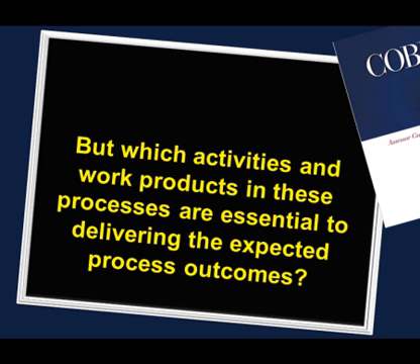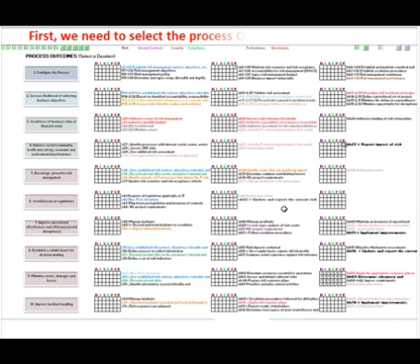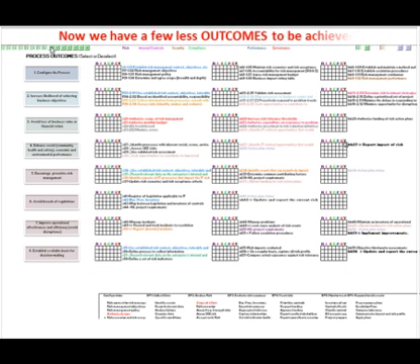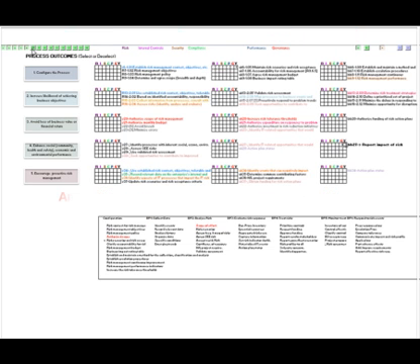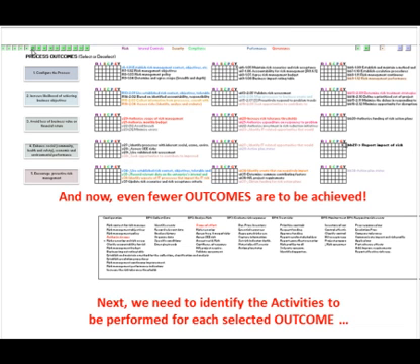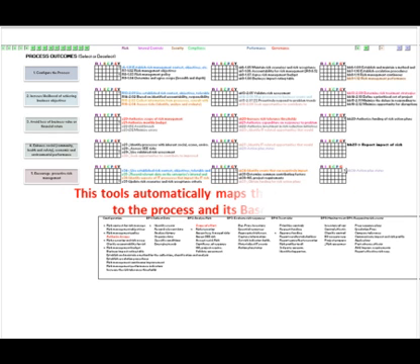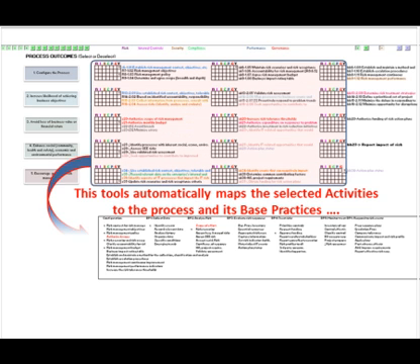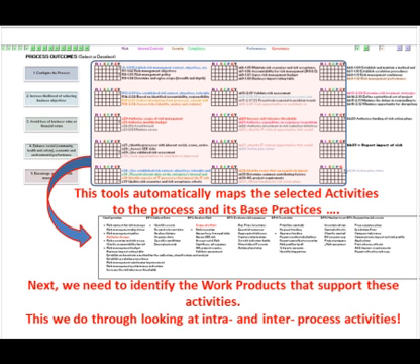But which activities and work products in these processes are essential to delivering the expected process outcomes? First, we need to select the process outcomes to be achieved. Now we have a few less outcomes to be achieved. And now even fewer outcomes have been selected. Next, we need to identify the activities to be performed for each selected outcome. This tool automatically maps the selected activities to the process and its best practices. Next, we need to identify the work products that support these activities. This we do through looking at intra and inter-process activities.